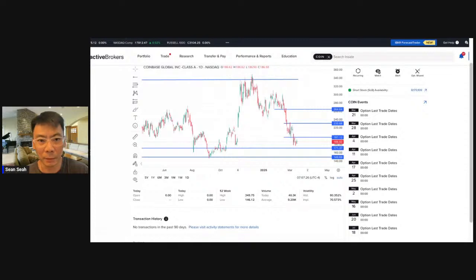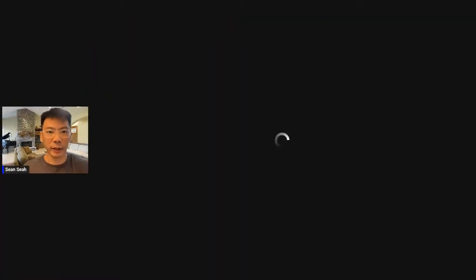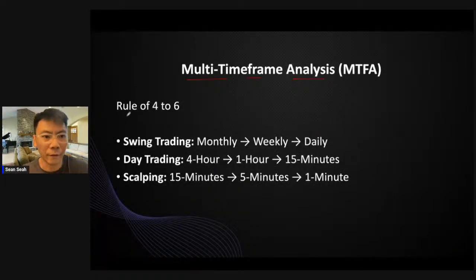I would love you guys to take a look at this. Let me just switch my screen again. This is the mantra that a lot of investors who use multi-time frame use. This is the key idea. Use the rule of 4 to 6. If you're doing swing trading, meaning you do not buy and sell on a daily basis, you buy and sell within weeks, you want to start by looking at a monthly time frame, followed by a weekly, then finally a daily, to see whether it is the best entry or exit.